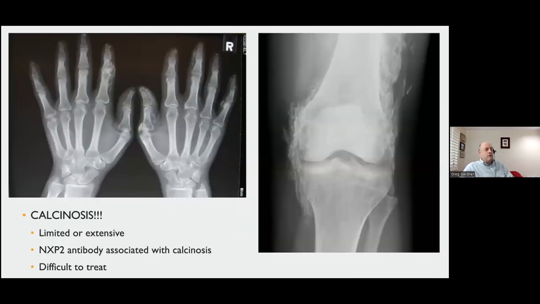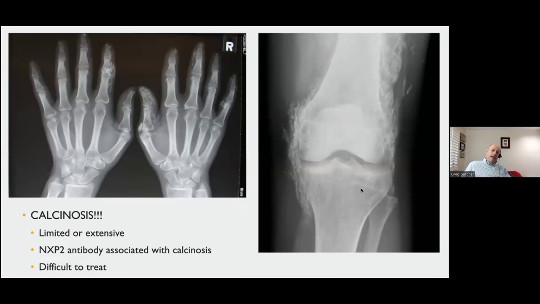And you can also, in dermatomyositis, get some fairly severe calcinosis. This can be really, really limiting. And the antibody you want to remember for the board tests and patients who have calcinosis is the NXP2. It's very distinctive, so I can imagine they could ask you about that.